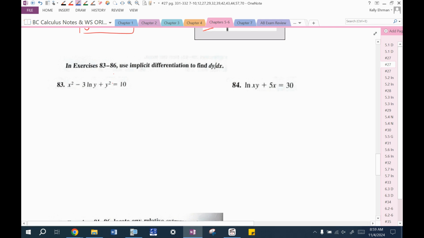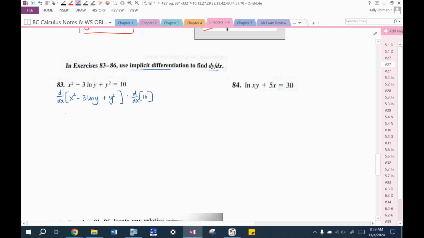Use implicit differentiation to find dy/dx. So I would need that for these problems because it's not easy to solve either of these problems just for y. So I'm going to take the derivative with respect to x of both sides of the equation. Remember, that's what implicit is. And I need to remember, anytime I take the derivative of a term with respect to x and the variable is not x, I need a chain rule.